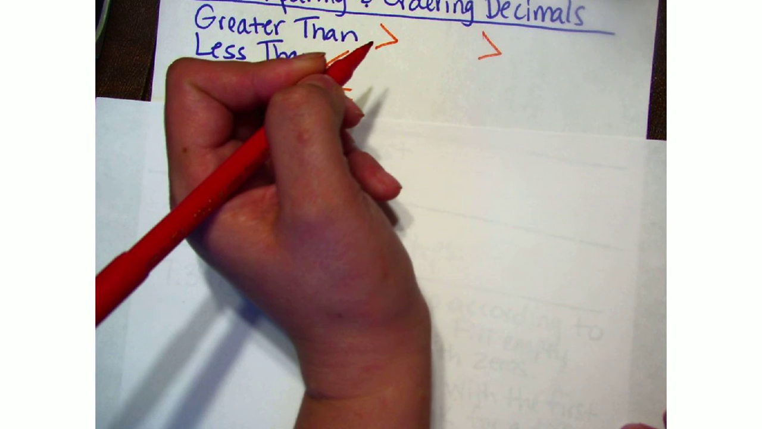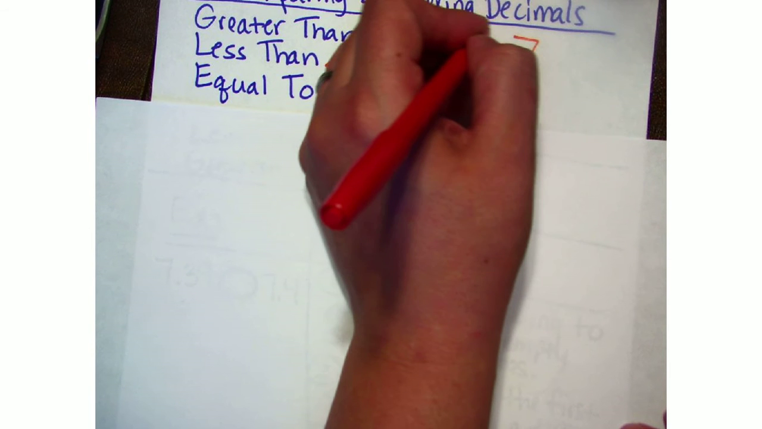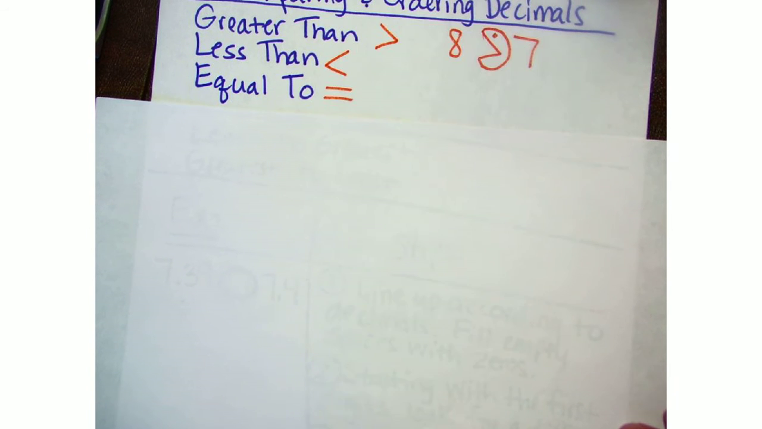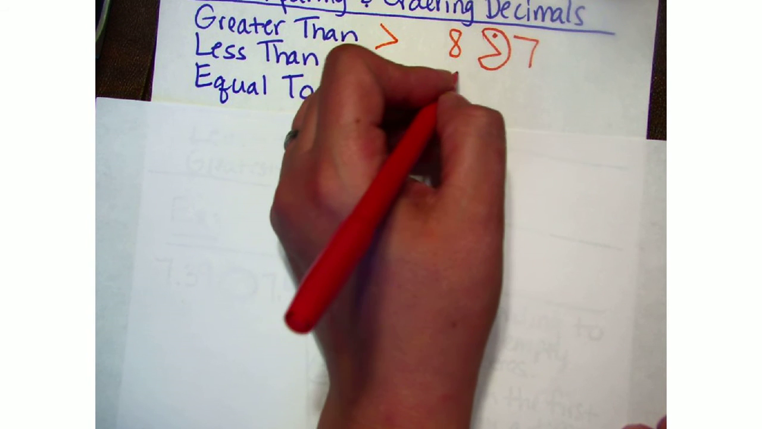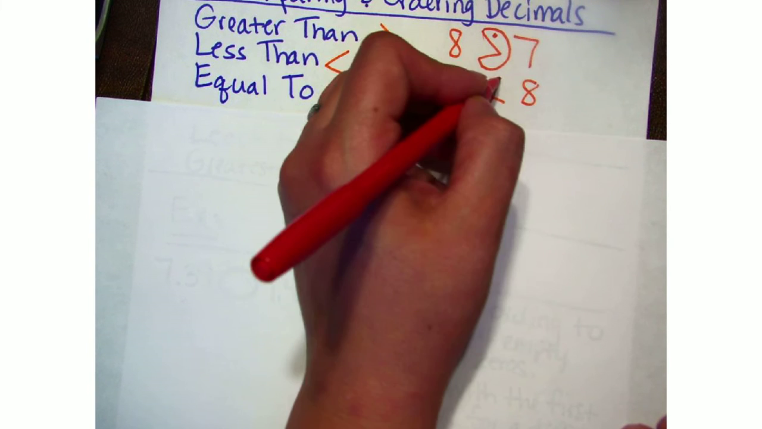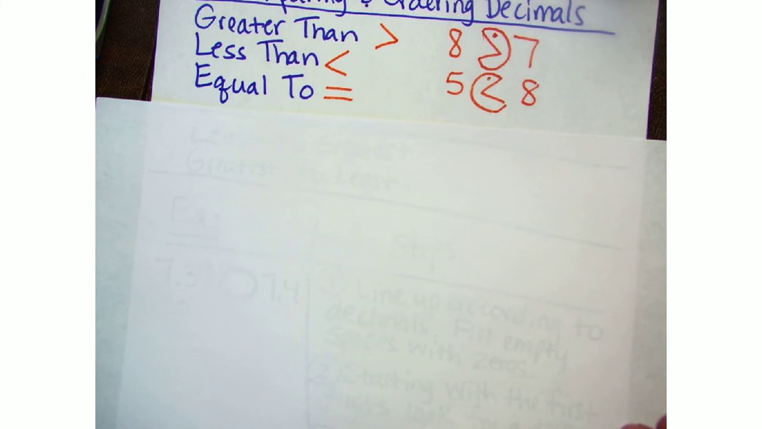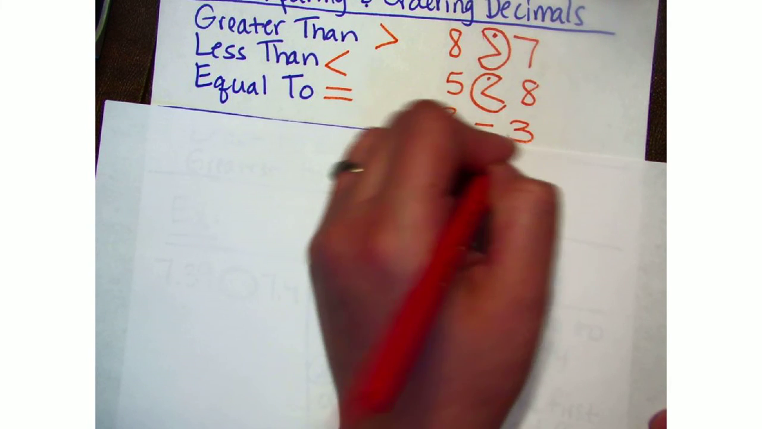So a quick example is if you were putting this greater than symbol here, and you put the number 8, and you put the number 7, and you envisioned this being Pac-Man, he's going to try to eat the bigger of the digits. So he's going to go after the bigger one. Now, if we did an example for less than, we could say 5 is less than 8, and we know this because Pac-Man wants to eat the bigger of the digits. And then equal to is pretty simple. We could just say 3 is equal to 3.